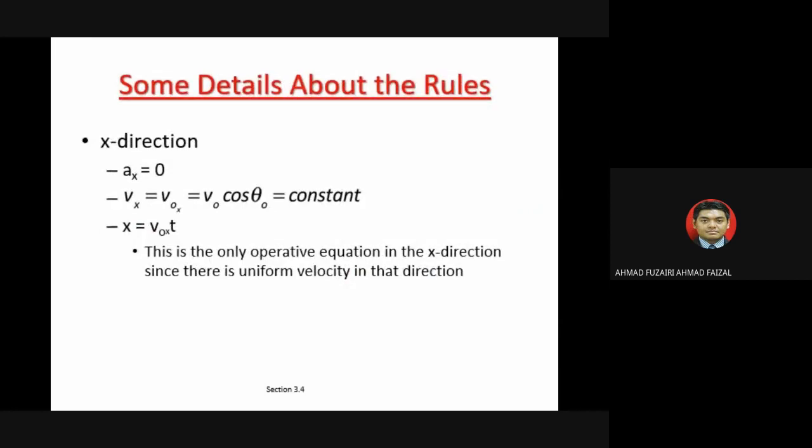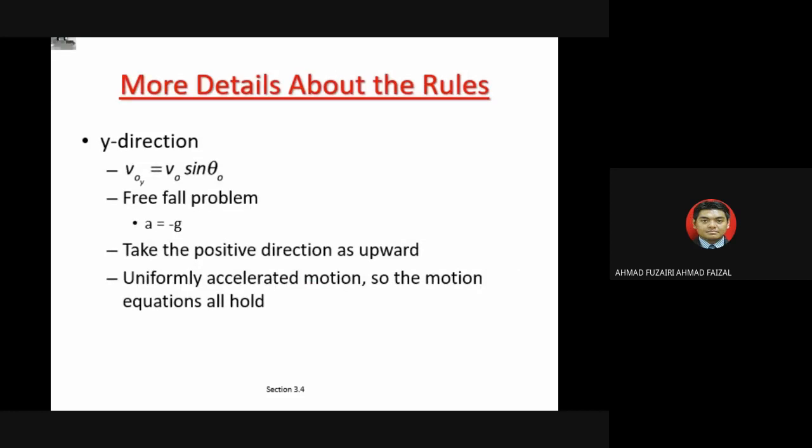This is the summary of the projectile motion. X direction, Ax equal to 0, Vx equal V naught X equal V naught cos theta equal to constant, and X equal V naught X times T. This is the only operative equation in the X direction, since there is a uniform velocity in that direction. And in Y direction, V naught Y equal to V naught sine theta, and this is a free fall problem, therefore A equal to negative G. And take the positive direction as upward and uniformly accelerated accelerated motion, so the motion equation are whole.